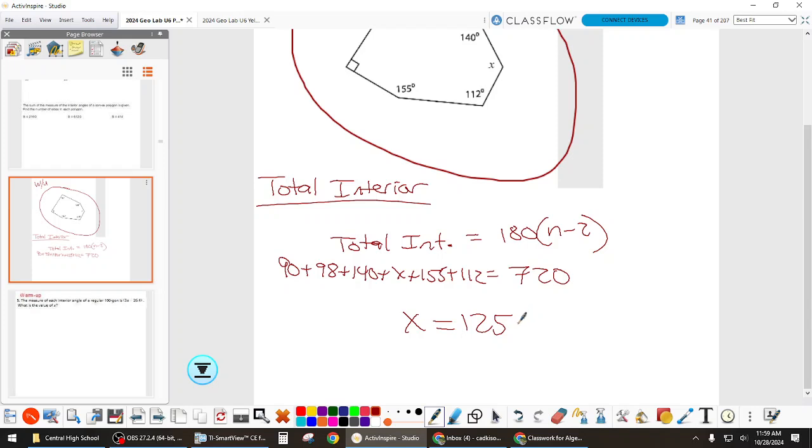Should I put degrees on there? Yes. Yeah, in this case we should, because why? Well, because x is a measure of an angle on its own.